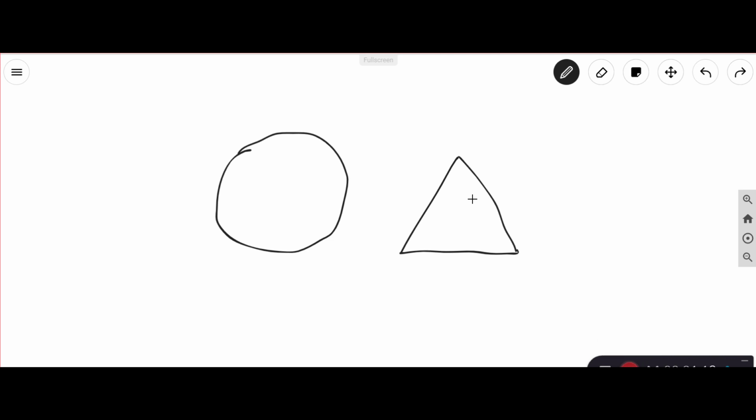Shapes are made up of straight or curved lines and corners and sides. Remember, these are our sides. Circle doesn't have any sides because it has no straight lines.